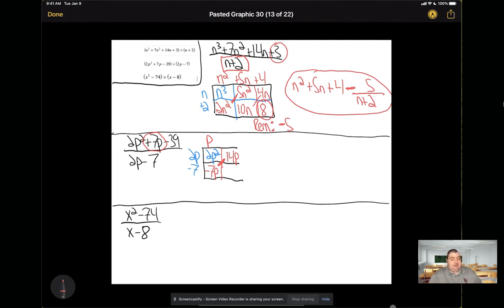Let's do the next column. So 2p times what is equal to 14p? So the answer is going to be 2p times 7.